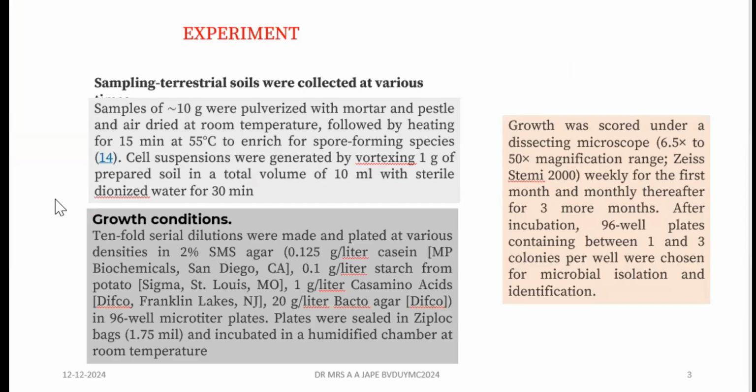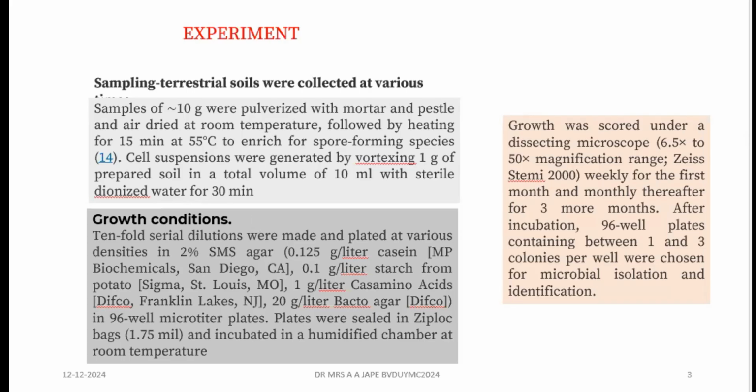Generally, we go for solid plate media for cultivation of these organisms, and sometimes we go for selective enrichment in liquid media. All right. So, for example, we are approaching to isolate bacteria from a soil sample or from a marine water sample, right? How do we go? Let's take the example of soil. We go generally for 10 gram of soil samples which are pulverized with mortar and pestle. Then they are dried at room temperature. Then we generally go for heating for 15 minutes at 55 degrees Celsius. This is for what? If there are spore formers, they will be enriched, right?